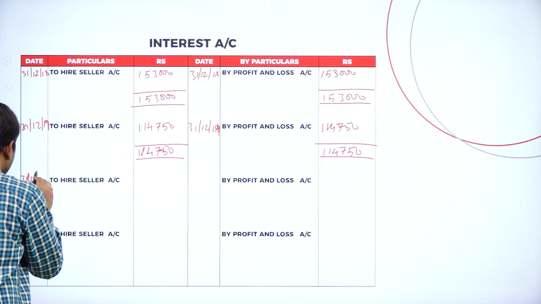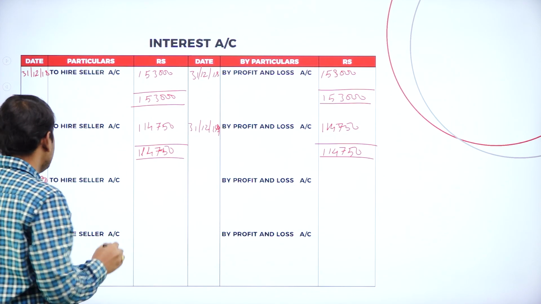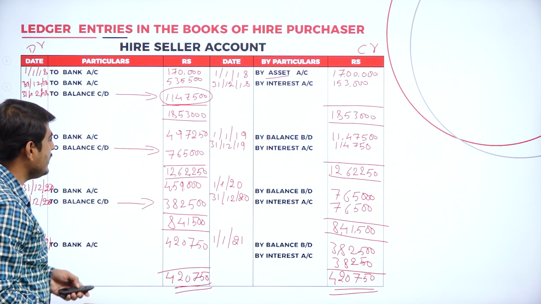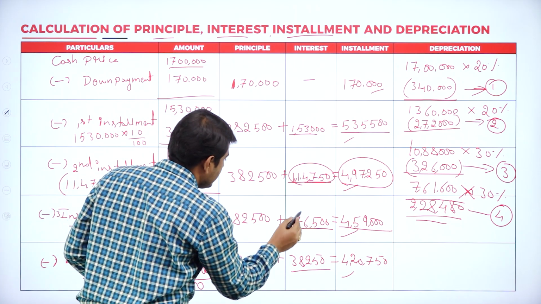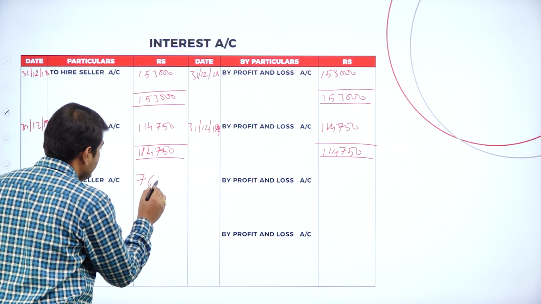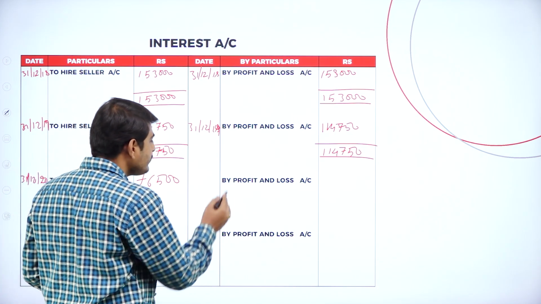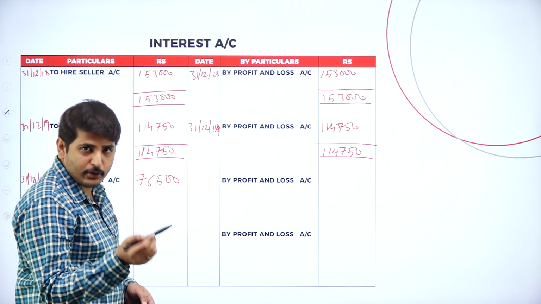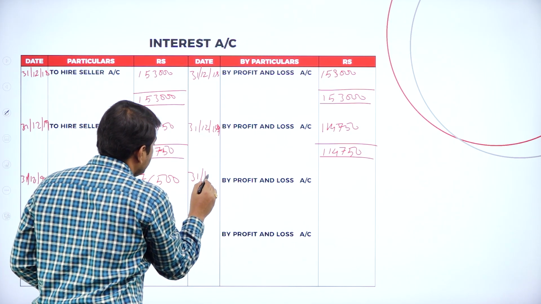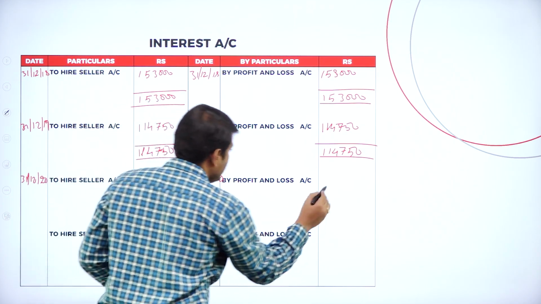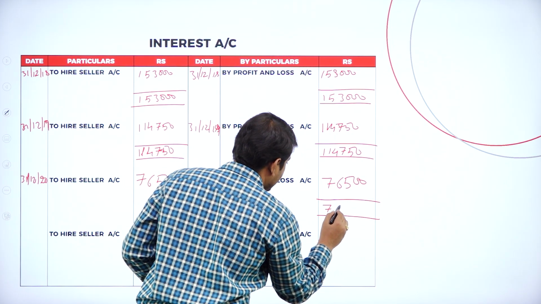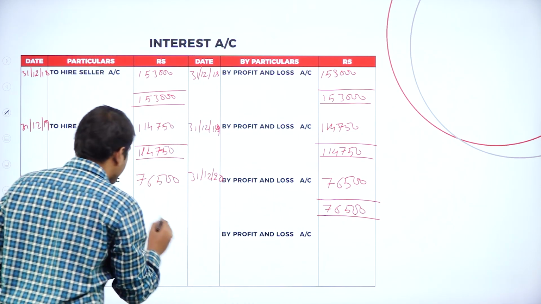For the next year, 31st 12/2020, by interest account to hire seller account. What is the third year interest? 76,500 is the third year interest. Again, journal entry: by profit and loss account to interest account, 31st 12/2020, same amount 76,500. Again the amount will get tallied here, no amount will be carried forward.